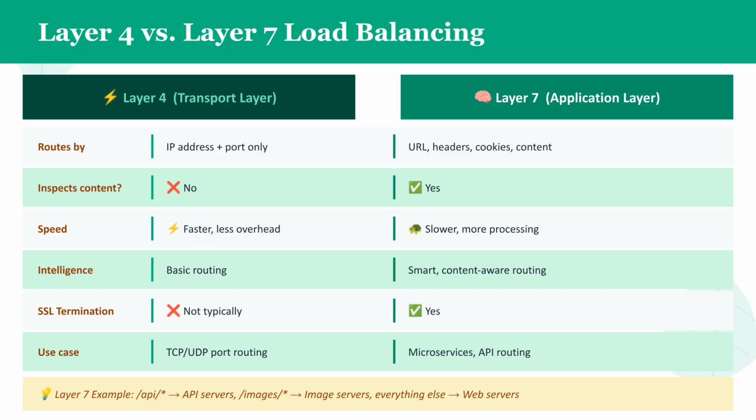Layer 4 load balancing relies on IP address and port, offering faster speed and basic routing. Layer 7 operates at the application layer, using URL, headers, and cookies. This enables smart, content-aware routing and includes SSL termination capabilities.